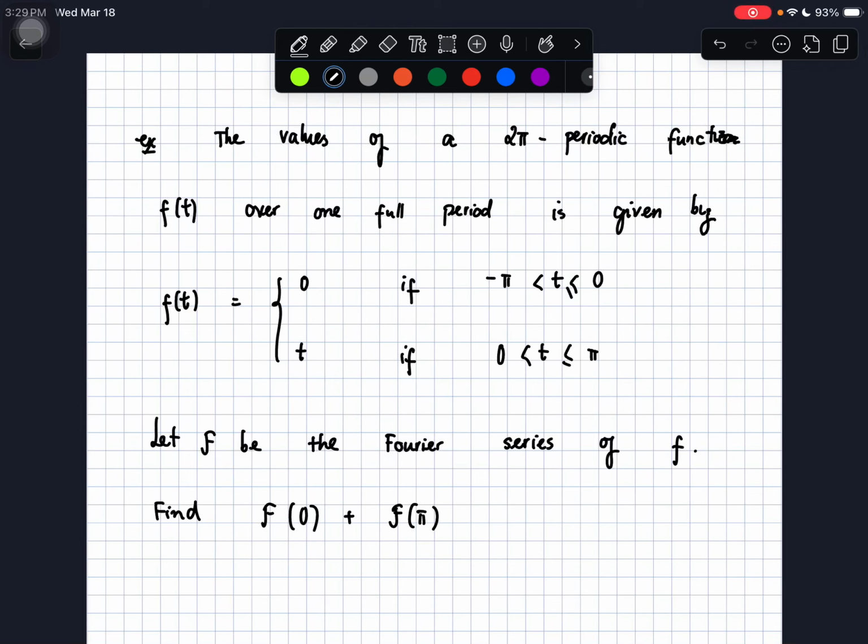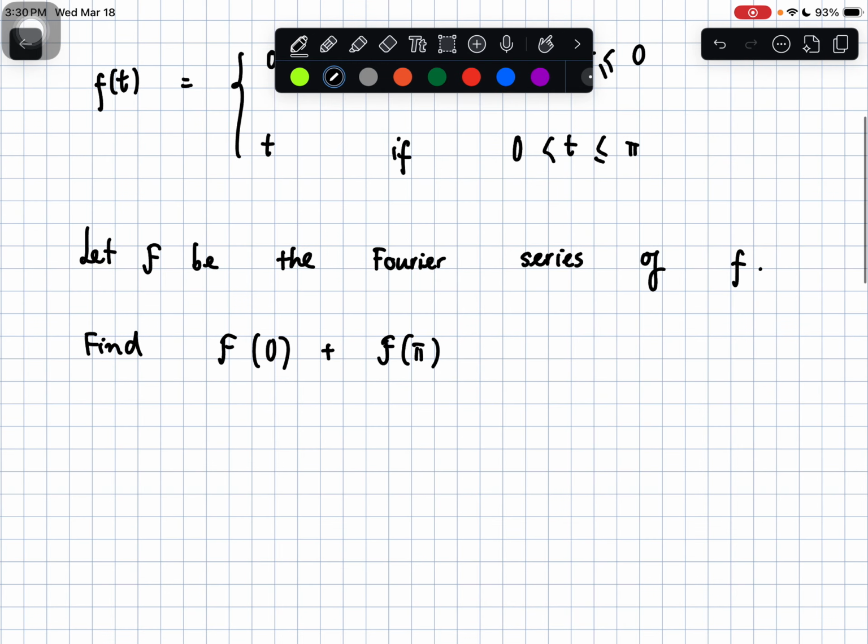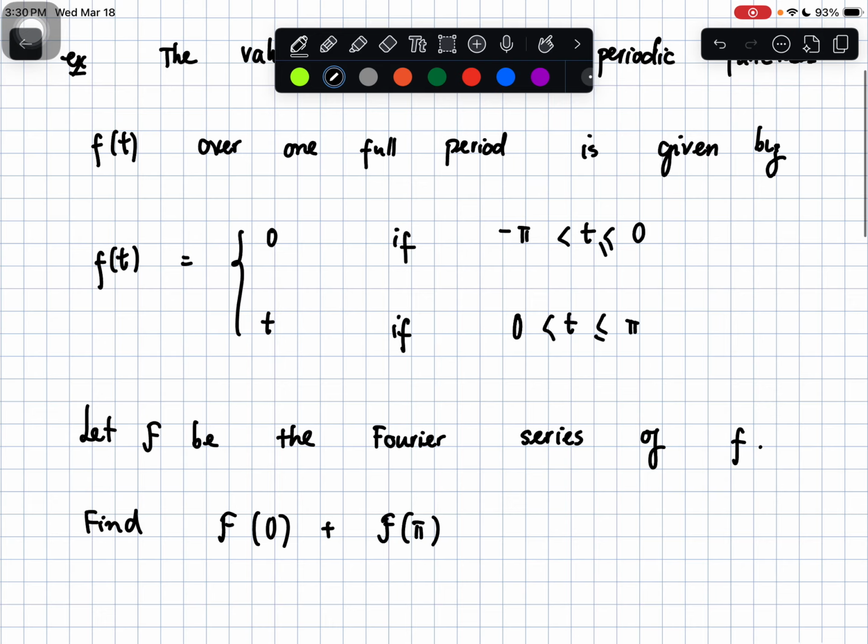The values of a 2-pi periodic function f(t) over one full period are given by f(t) equal to 0 when t is between minus pi and 0, and equal to t if t is between 0 and pi. Let big F be the Fourier series of small f. Find big F at 0 plus big F at pi. We use the convergence theorems here.